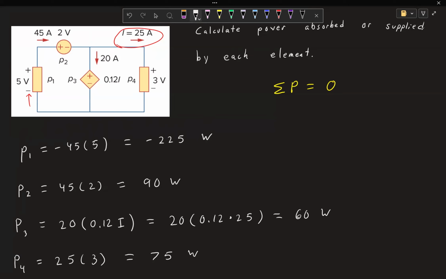So logically, we can say that the power being supplied by P1 should be equal to the negative of all the absorbed powers. So if we follow our rule, sum of powers equals 0, we just say negative 225 plus 90 plus 60 plus 75 has to equal 0. And if you do 90 plus 60 is 150 plus 75, you get negative 225 plus 225 equals 0. And that checks out. So that seems correct.